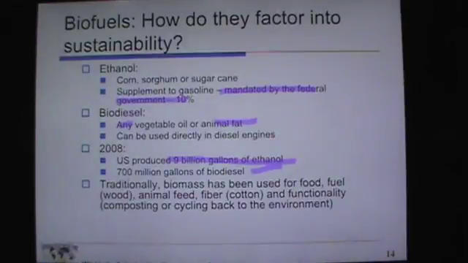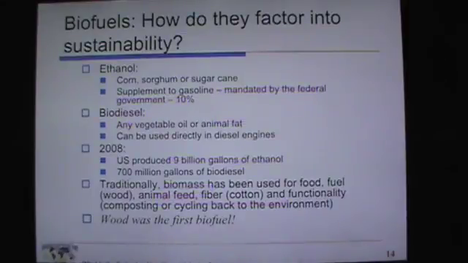Traditionally, biomass has been used for food, animal feed, fiber, and composting, cycling back to the environment, not to be put in gas tanks. Wood was the very first biofuel. I learned this a long time ago, obviously. Wood has been burned forever. That's the first thing we used because it was sustainable. It would regrow itself. We just don't think about that.